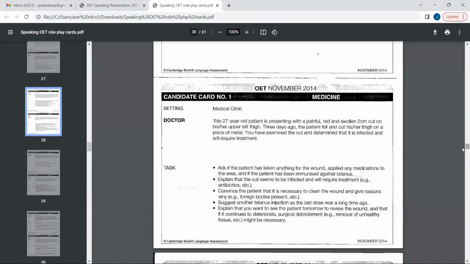I just want to ask, why would I be needing another tetanus injection since I've already had one during my childhood? Thanks for asking that question, Linda. Usually, the tetanus immunization injection protects from infection caused by the bacteria called tetanus.